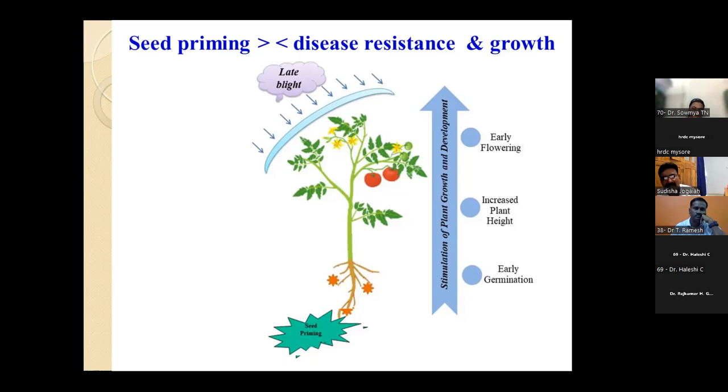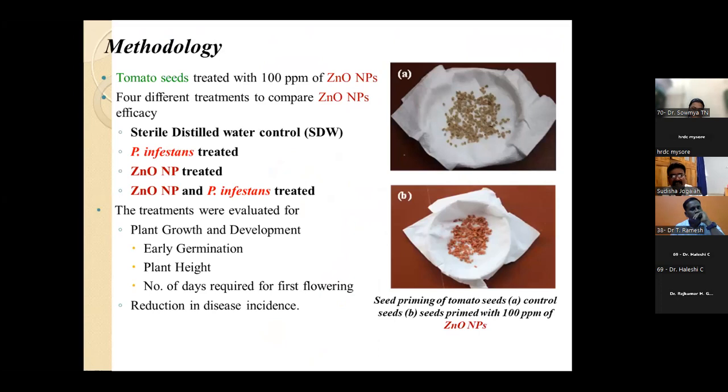This is the concept of sustainable crop improvement, and we are trying to work on these aspects. By using the zinc oxide nanoparticles, we have got some fair amount of good results, and further we are planning to implement it on a large scale. This is how the seeds are treated with the zinc oxide nanoparticles.